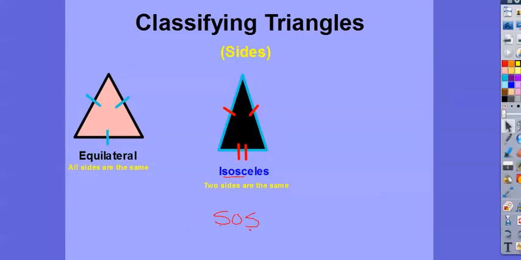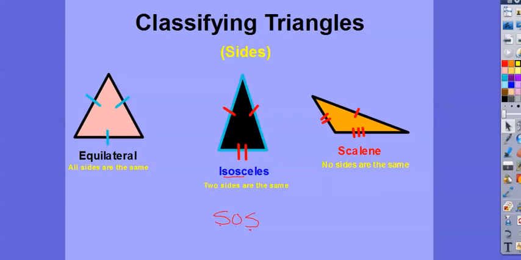Your third way that you can classify is if all three sides are a different length. If all three sides are a different length, this is called a scalene triangle. And a scalene triangle just means that no sides are the same. So that's one way that we can measure all of our triangles.